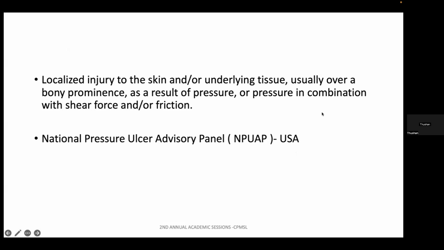So when you talk about why it happens, it often happens over bony prominence, because if there's soft tissue only, it can accommodate pressure. Where it can't accommodate pressure is when there's a bone or something like a hard structure. And then what happens is the tissue between the bone and the skin is going to get squashed, and that prolonged pressure on that area will lead to tissue injury.